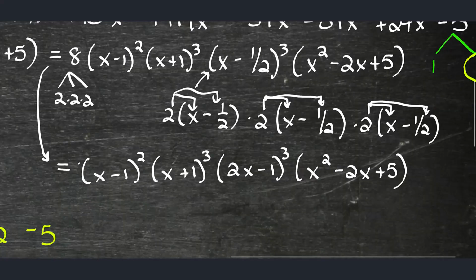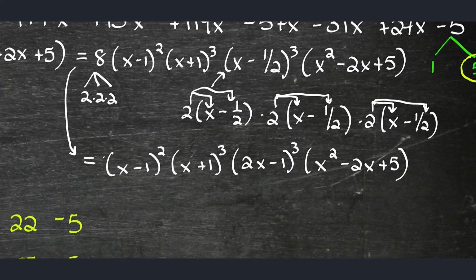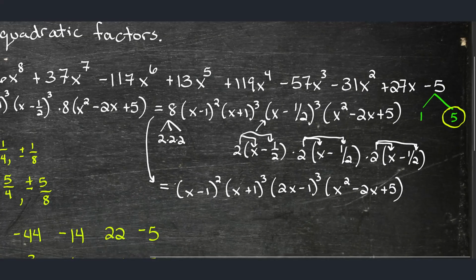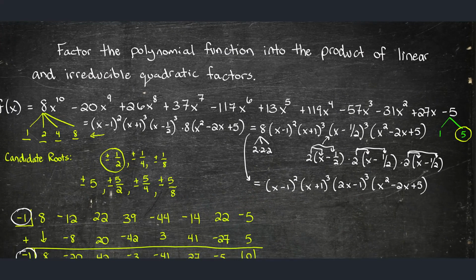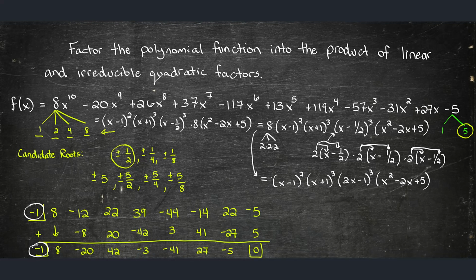I only mention this because some people will look at an answer key or something like that and say, man, how come I got fractions and they didn't? Or how come I got an 8 out front and they didn't? And that's why. That's what the person did in the background. And it's always a smart idea if you have that ability to do that. So here we go. That is the full factorization into linear and irreducible quadratic factors for that big old polynomial using the rational roots theorem.